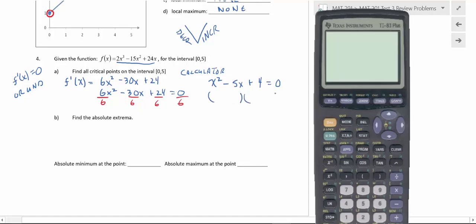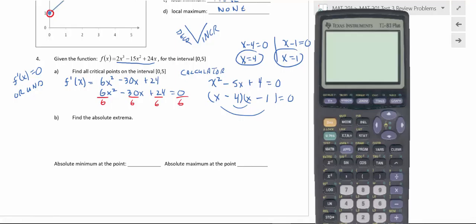Okay, so now if I factor that, I'm going to have x and x. 4 times 1 is going to give 4, and then I have to have 2 minuses, so the inner and outer will add up to negative 5x. So that's going to tell us that the critical points are going to occur where x minus 4 is 0. So that's x equals 4. That would be one of your critical points. And then x minus 1 equals 0. You would have a critical point at x equals 1. And you're just given the values on that, okay? The x values is what I'm looking for on that.